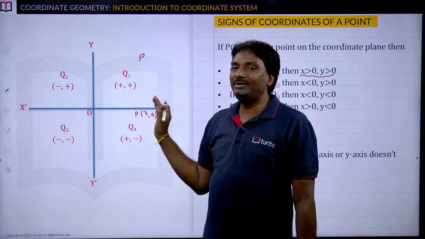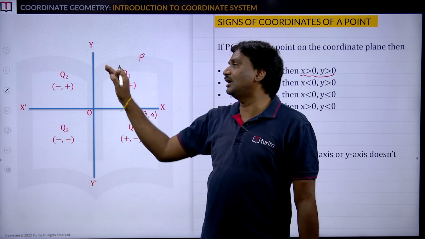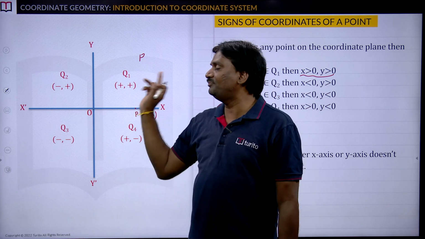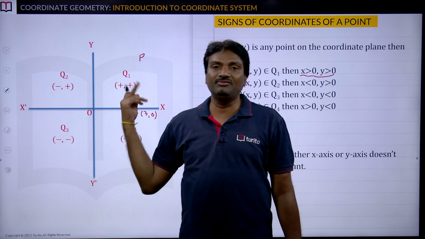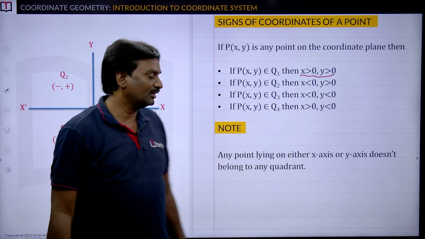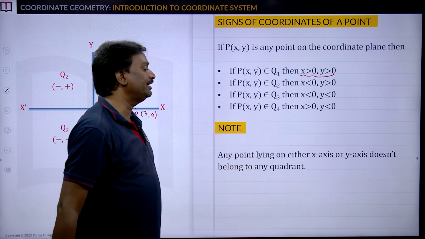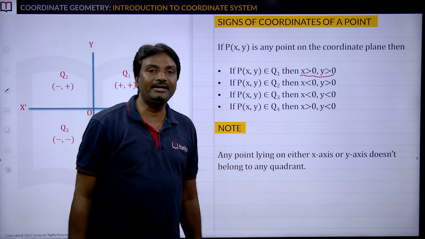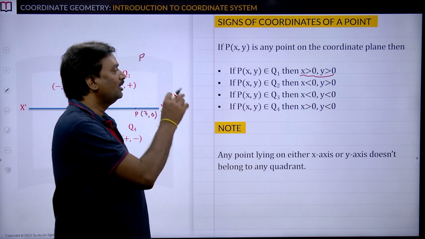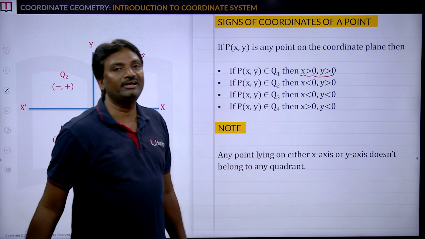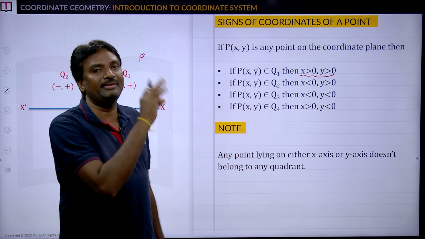So if the point doesn't lie on either the x-axis or the y-axis, then according to the signs of the coordinates of the given point, we can say the point lies in the first quadrant or second quadrant or third quadrant or fourth quadrant. Okay. So any point lying on either the x-axis or the y-axis doesn't belong to any quadrant. So this is the concept related to signs of the coordinates of a point. This is very important.